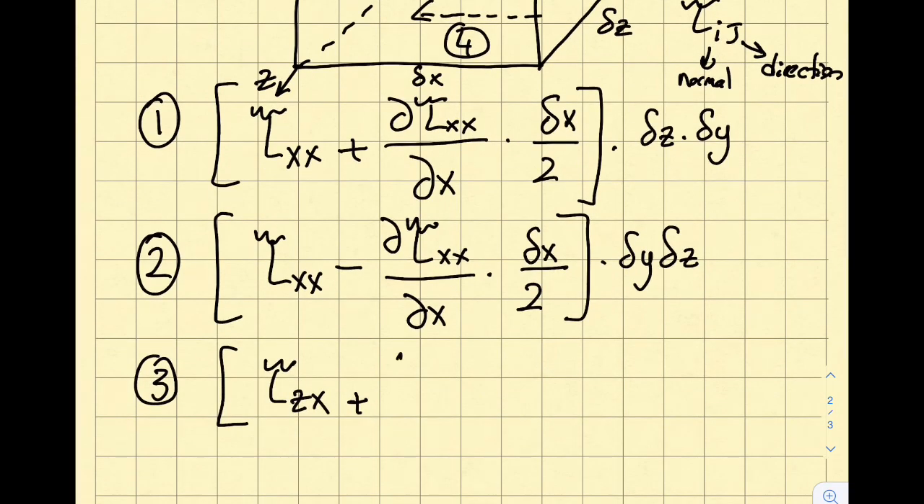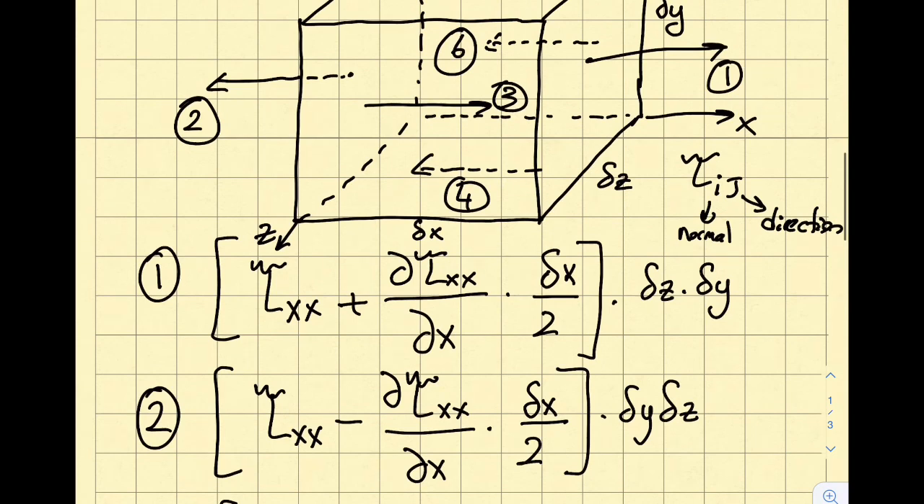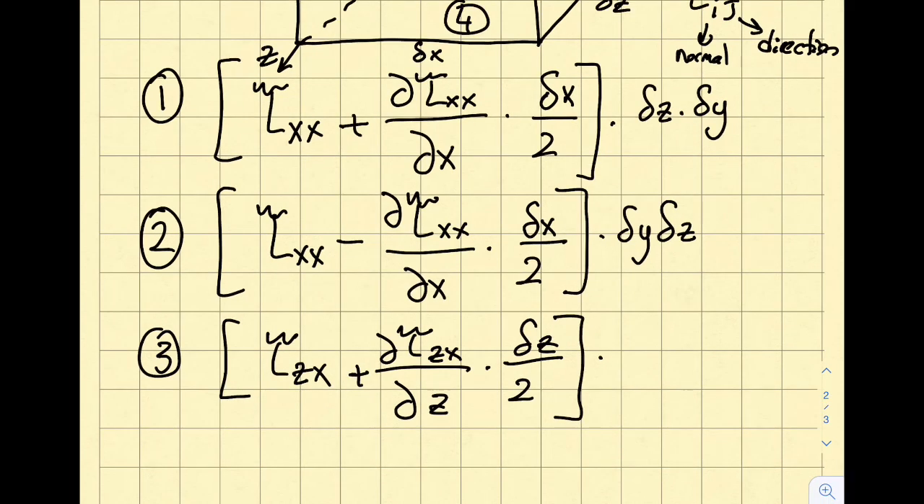Okay, so it's going to be tau zx, del tau zx del, let's take a look together. What direction am I traveling from the center of the cube to face number 3? You do see that I travel in the z direction, right? So that's why this is going to be z, and the distance that I travel between the center of the cube and that surface is delta z over 2, multiplied by the area to obtain force number 3.